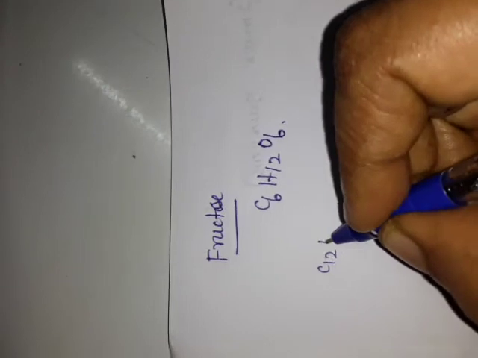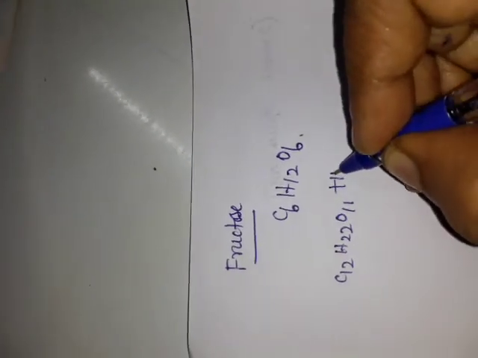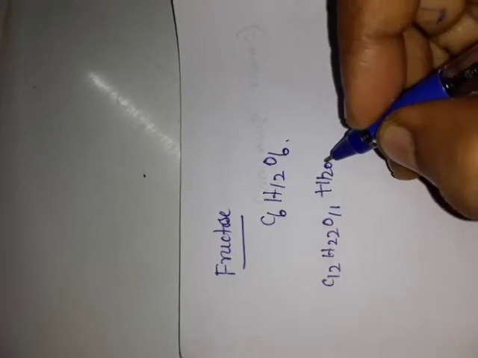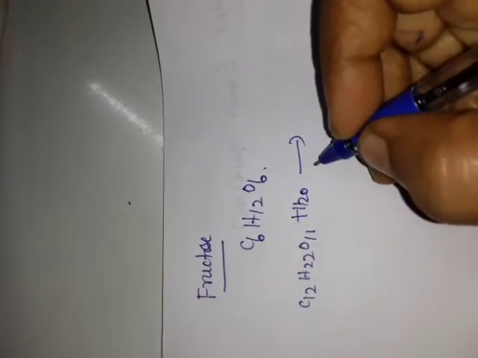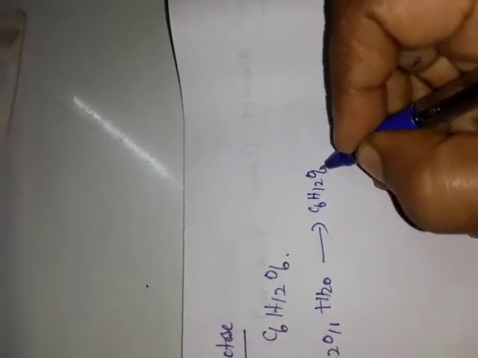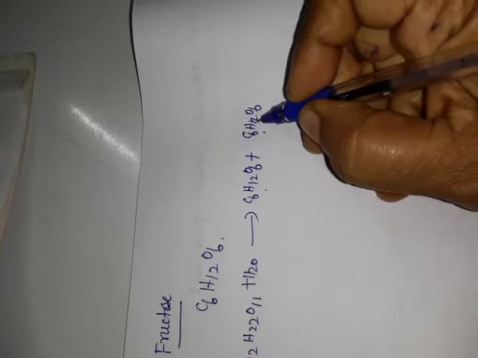Sucrose formula C12H22O11, on treatment with dilute sulfuric acid or the enzyme invertase, we are getting C6H12O6 plus C6H12O6, that is glucose and fructose. Then fructose is separated by crystallization.